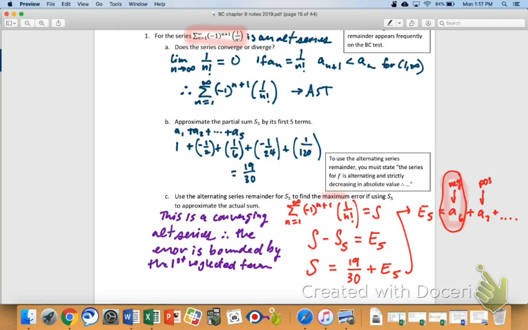So what I can do now is go back up to here. I'm going to erase a little bit. My error, which I'll formally state as the absolute value of S minus S5 equals E5, is less than or equal to my first neglected term. What would A6 be? 1 over 720, and we're looking at the absolute value of it. So my error from my partial sum above is at most 1 over 720. Is that an acceptable amount of error? I have no idea. We haven't really applied this yet.